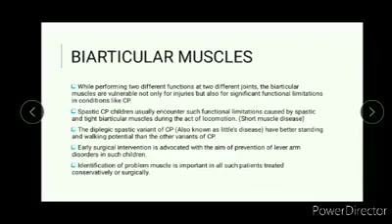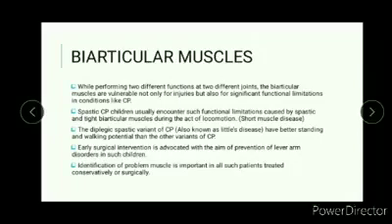What do we mean by biarticular muscles? Muscles, depending upon how many joints they are crossing, it can be the biarticular or monoarticular. Obviously, a monoarticular muscle crosses only one joint, whereas the biarticular muscle crosses two joints before their respective point of insertion. While performing two different functions at two different joints, the biarticular muscles are vulnerable not only for injuries but also for significant functional limitation as in conditions like cerebral palsy.